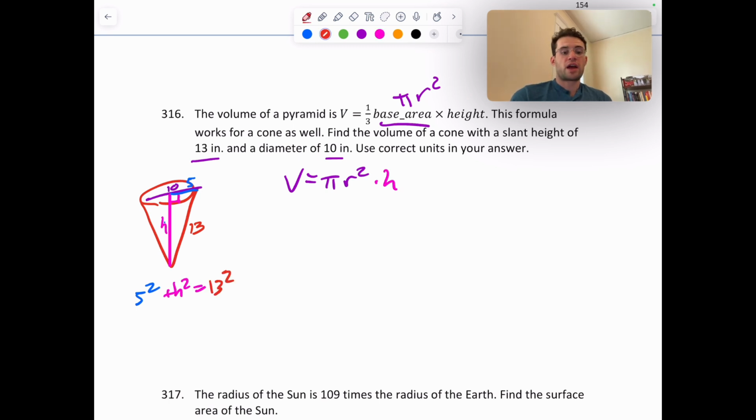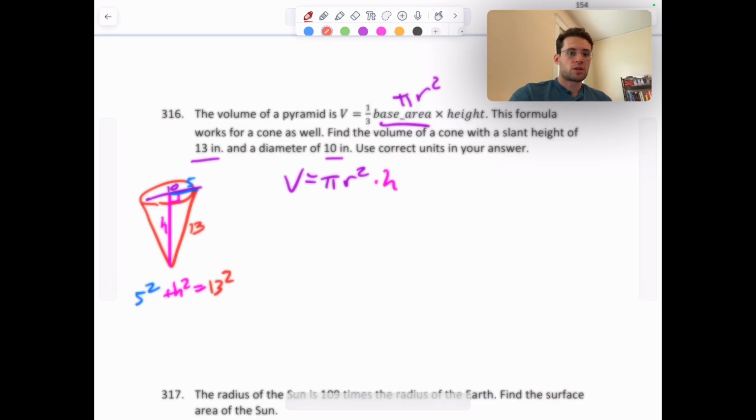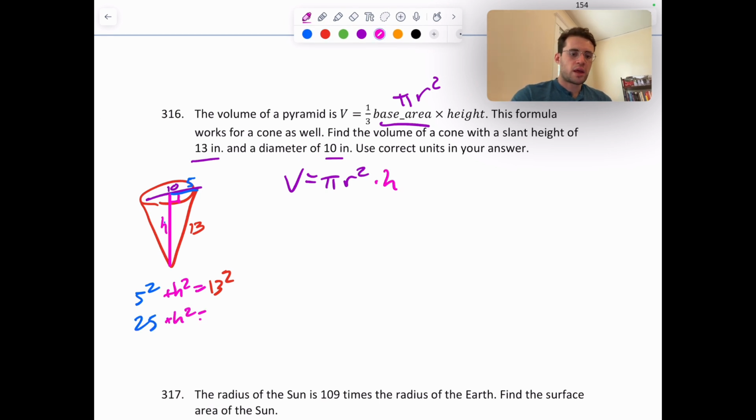Or if you know your Pythagorean triples, 5, 12, 13 is one of those that will work. But just to prove that it does work, we can do 5 squared is 25, 13 squared is 169. If you subtract 25 from both sides, it gives us that the height squared is equal to 144. Square root of both sides gives us that the height is equal to 12. Units are inches, so it's 12 inches. As we said, the radius is equal to 5, just half of the diameter.